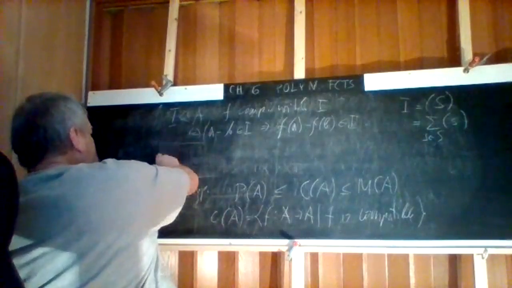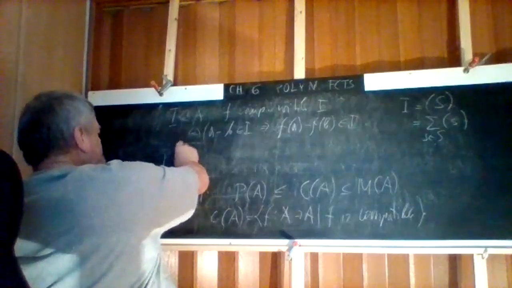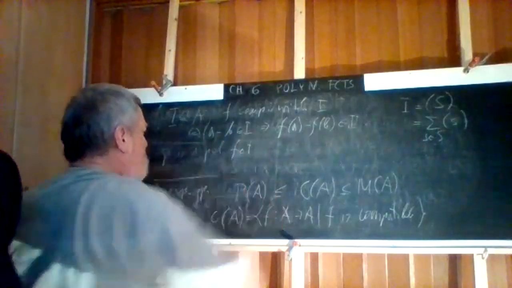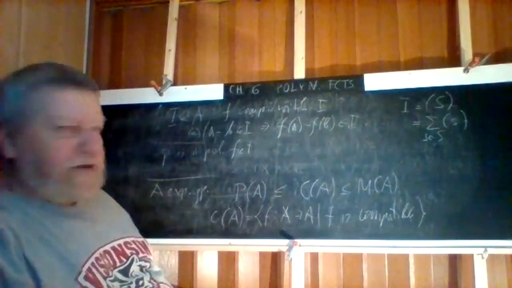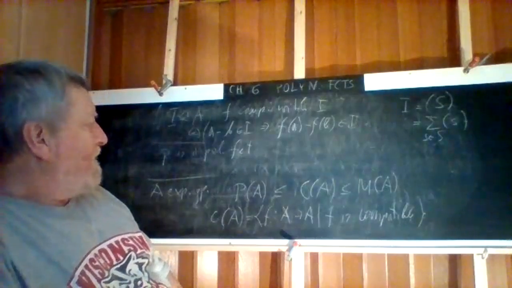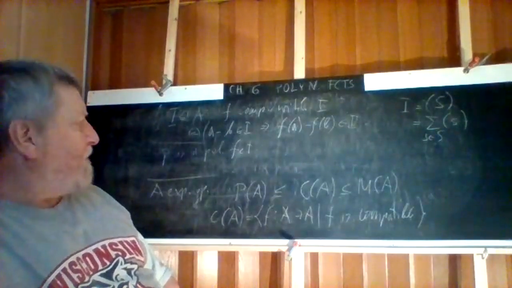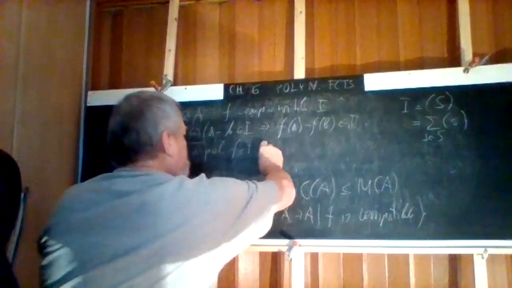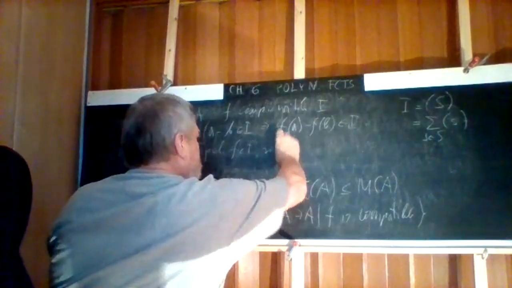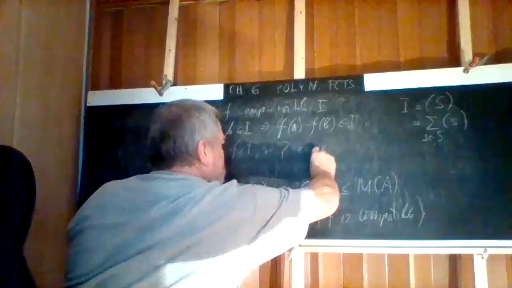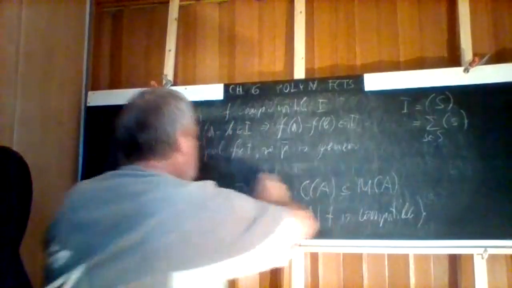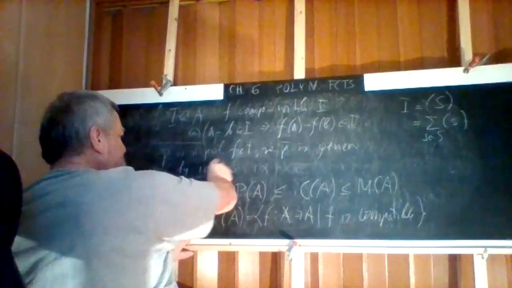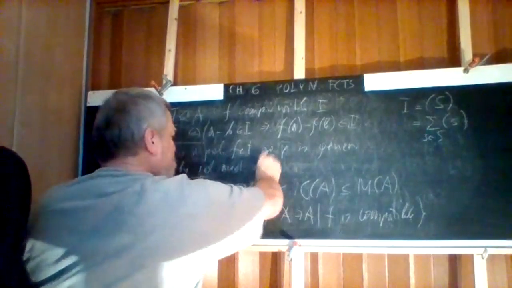So if P bar is a polynomial function, we have seen this last time, that polynomial functions are generated by the identity and all constant functions. So P bar is generated by the identity function and all constant ones.